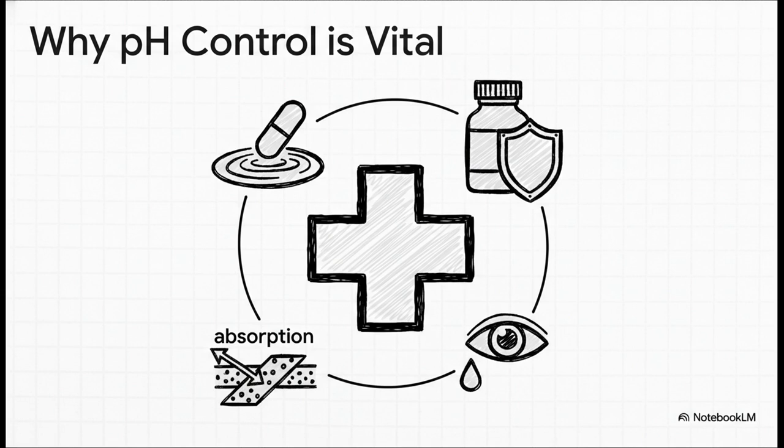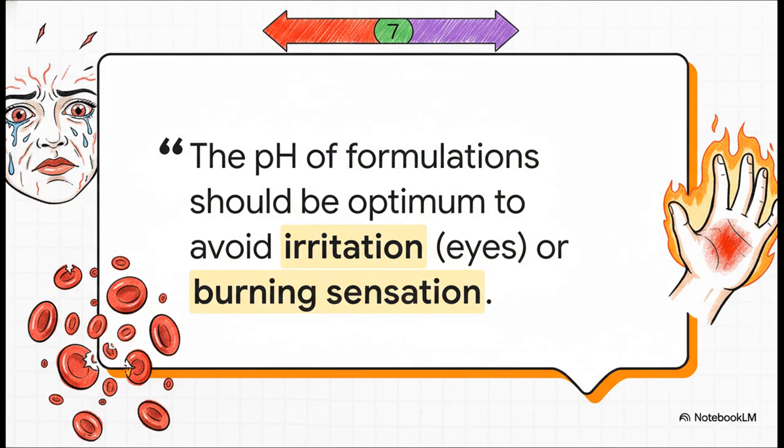And, on a personal level, it's all about comfort. Getting the pH right is the difference between eye drops that feel soothing and ones that really, really sting. And believe me, the stakes here are incredibly high. As our source material puts it, the wrong pH isn't just uncomfortable. It can cause serious irritation, a burning sensation, or if it's injected, it can even destroy your red blood cells. So yeah, getting the pH right is absolutely non-negotiable.